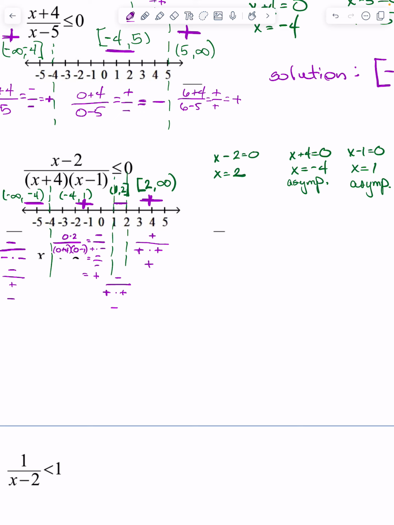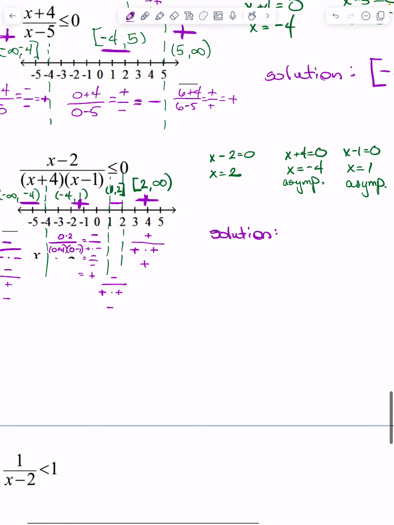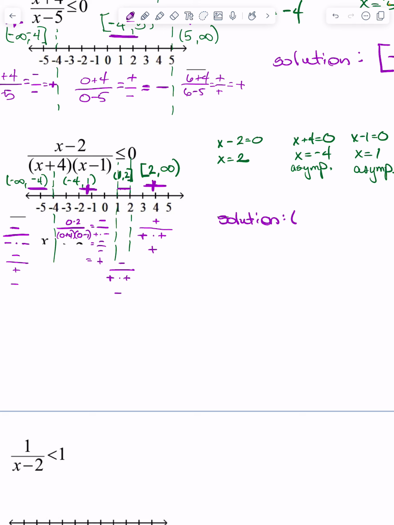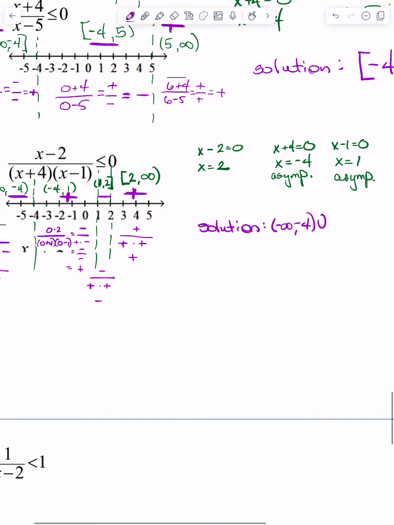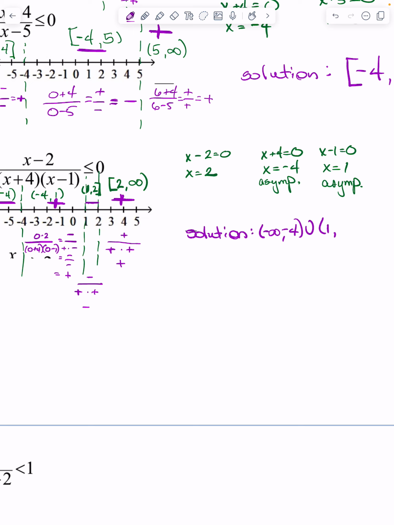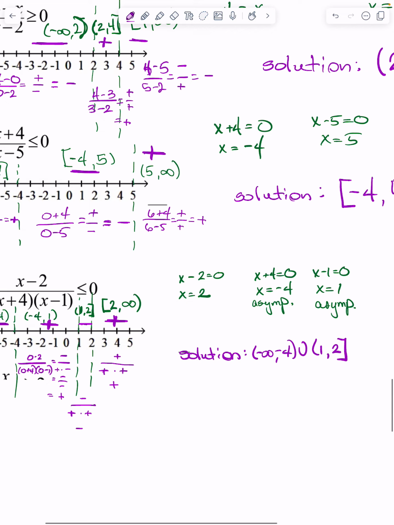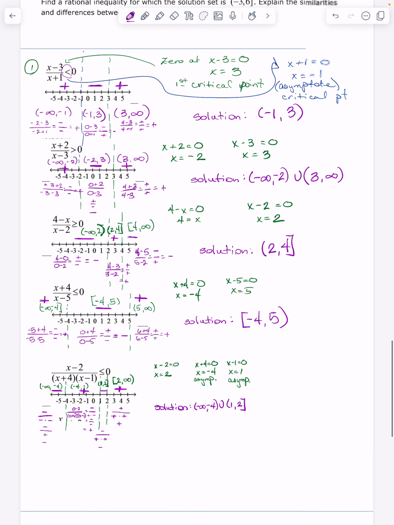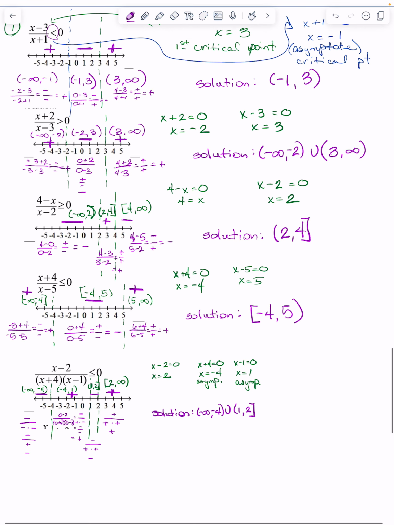We want the intervals where our y's are less than or equal to 0. Solution. So negative from negative infinity to negative 4. And, where's the other one? 1 to 2 inclusive. We can include the 2, not the 1. So there's page 4, part 1.